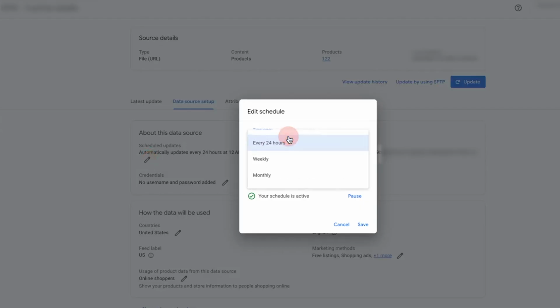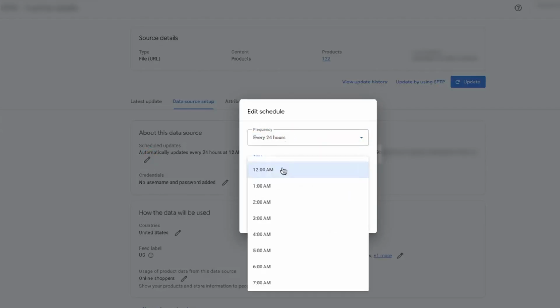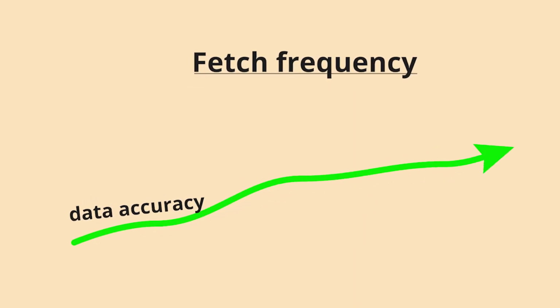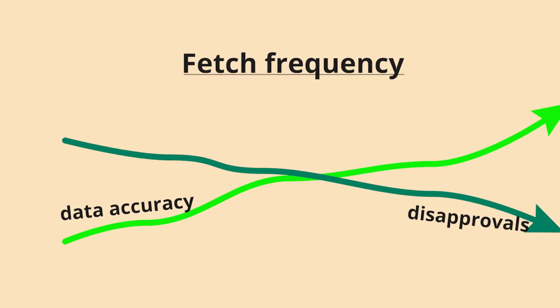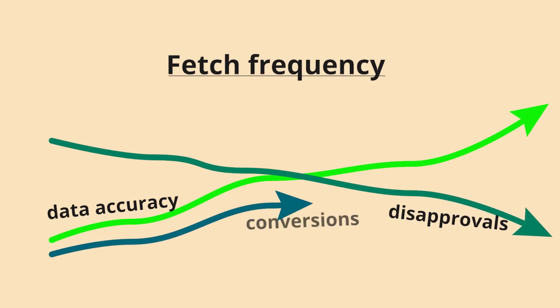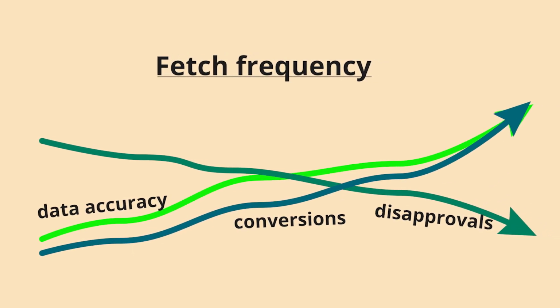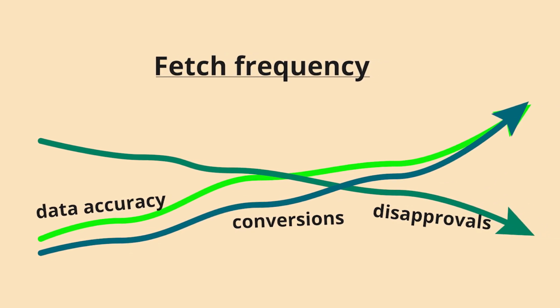If your feed is done through the Content API, you don't need to worry about this. Have your feed update at least daily to maximize the accuracy of product data. The more accurate your product data is, the fewer disapprovals you'll get. Plus, people who click the ads are less likely to get different information, which affects conversions.